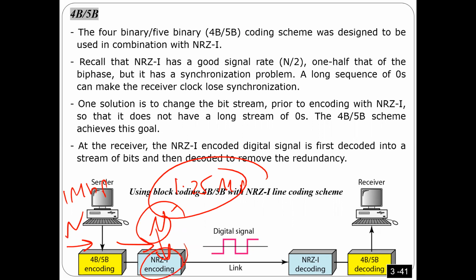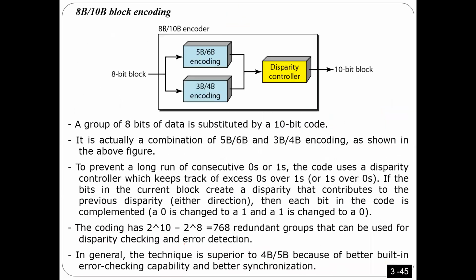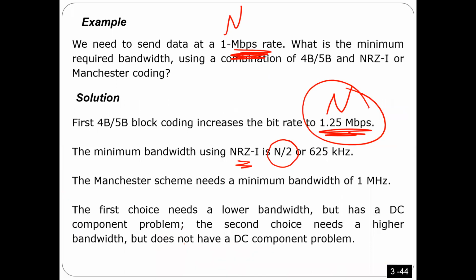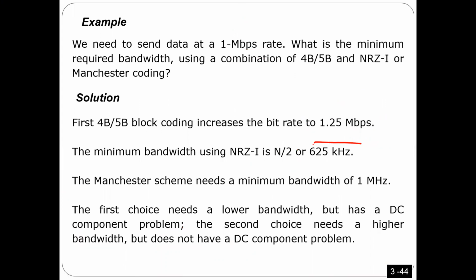And this encoder is going to transmit N divided by 2. Or sorry, the bandwidth is N divided by 2. So in this case, I'm going to get 625 kilohertz. Is that okay? And I'm going to solve the synchronization problem we have. If I don't solve the synchronization problem, I have to work on this one.